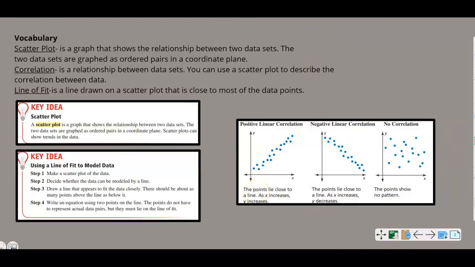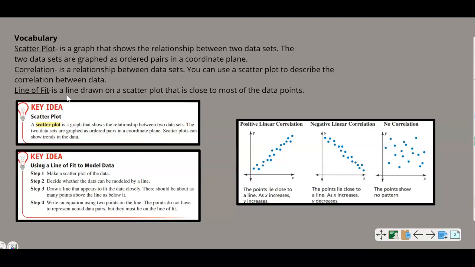Some vocabulary that you need to know. A scatter plot is a graph that shows the relationship between two data sets. The two data sets are graphed as ordered pairs in a coordinate plane. Correlation is a relationship between data sets. You can use a scatter plot to describe the correlation between data. And your line of fit is a line drawn on a scatter plot that is close to most of the data points.